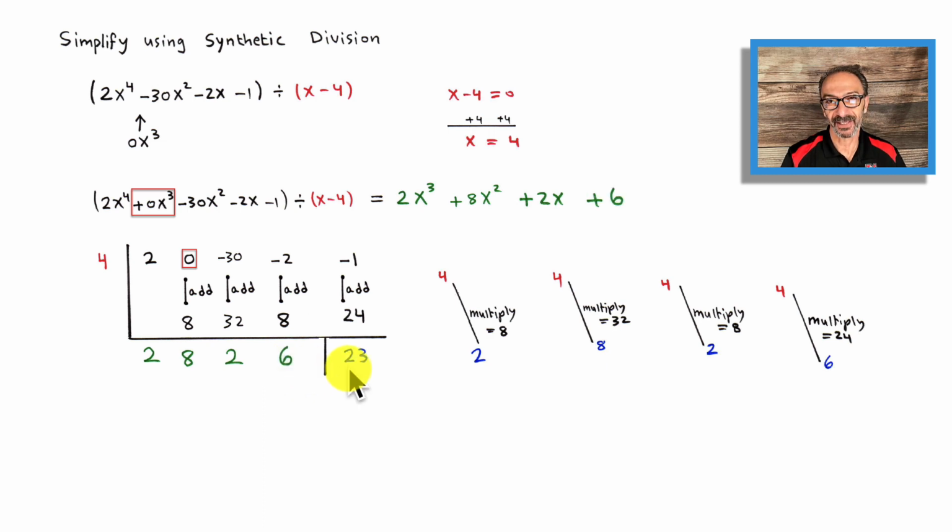And now we're going to add the remainder. 23, we are dividing by x minus 4. So we're going to write plus the remainder 23 out of x minus 4.